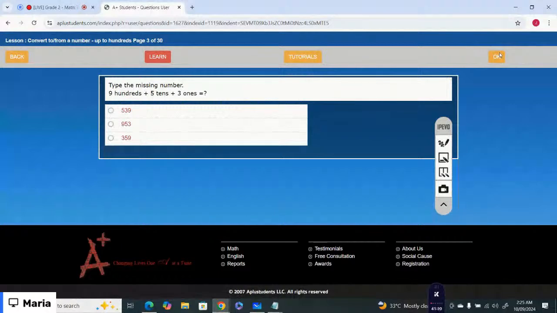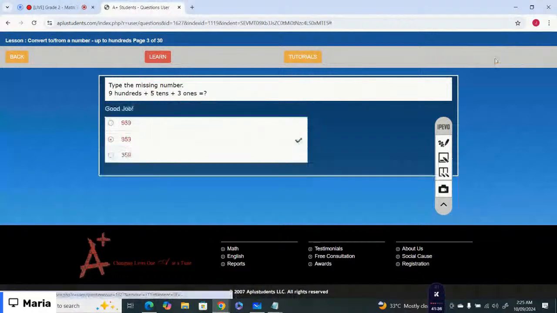The correct option is 9 hundreds, 5 tens and 3 ones. Which digits do they make? That is 953. Option number 2 is the correct option, right?